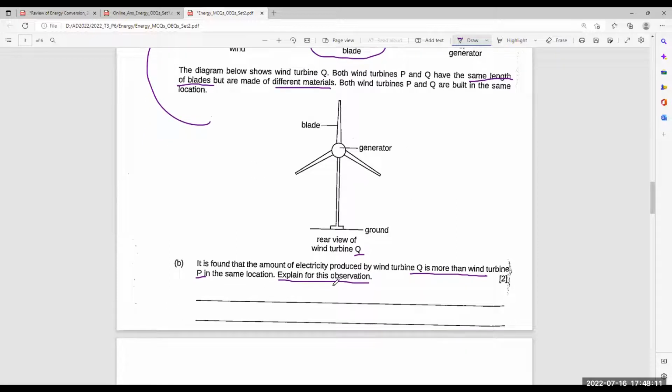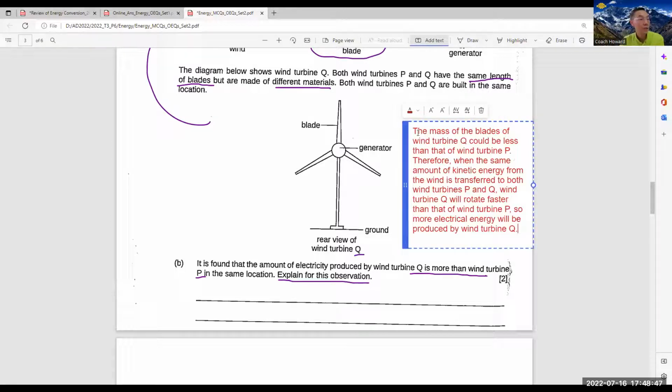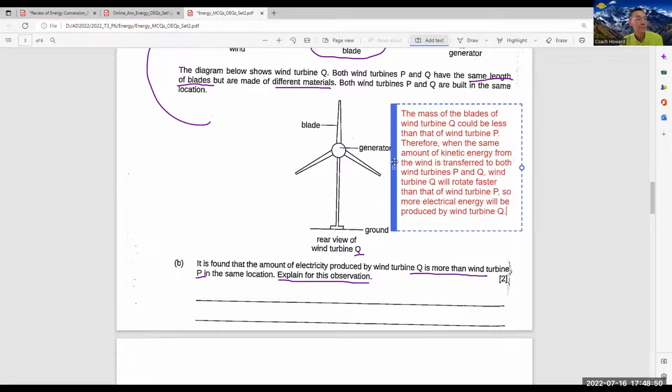So we should explain by saying the mass of wind turbine Q could be less than that of wind turbine P. Therefore, with the same amount of kinetic energy from the wind, the wind turbine that is lighter will rotate faster, thus producing more kinetic energy, which will be converted to more electrical energy. So that's the thinking process behind this. So I will put the answer in this section here. I put it this way, easier to see. Make it bigger.